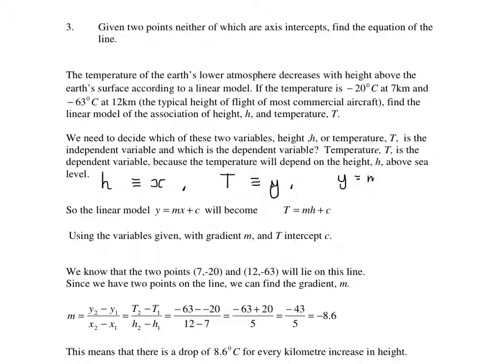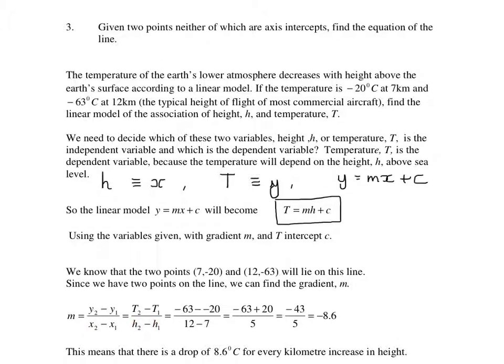So h in place of x is the independent variable, and capital T in place of y in the model y equals mx plus c. So hence we'll now have T equals mh plus c. We're using the variables t and h. We're given 2 points: 7 kilometres and negative 20 degrees centigrade, and 12 kilometres and negative 63 degrees centigrade. So now we can find the gradient. In place of y, remember we have t, in place of x we have h.